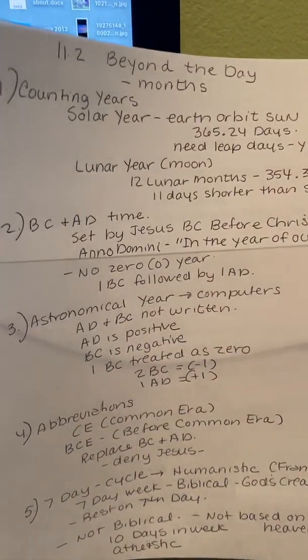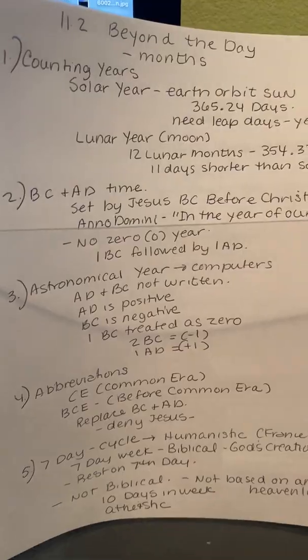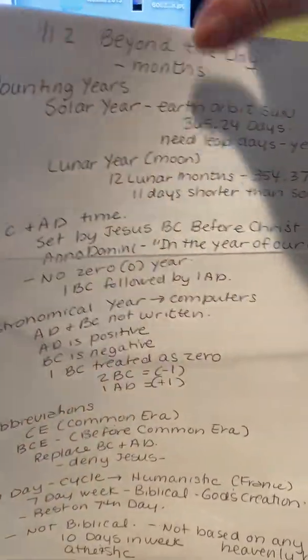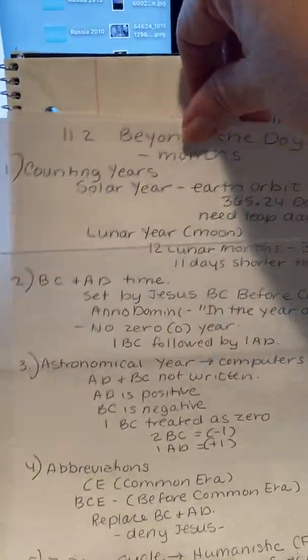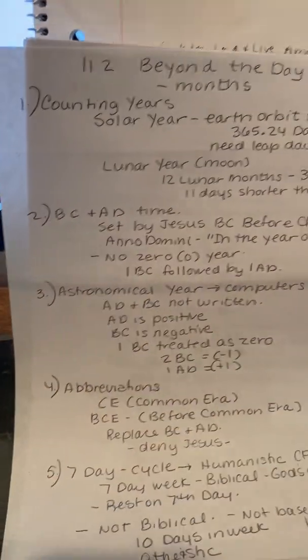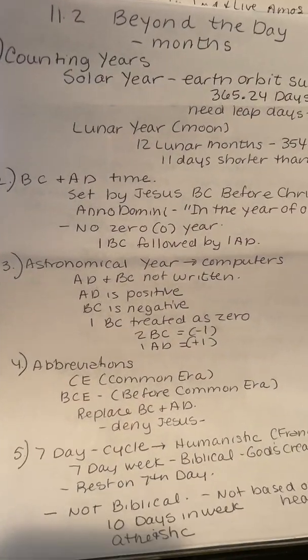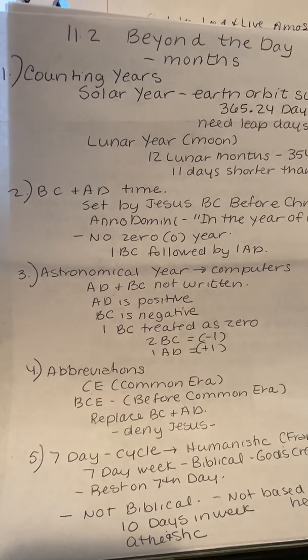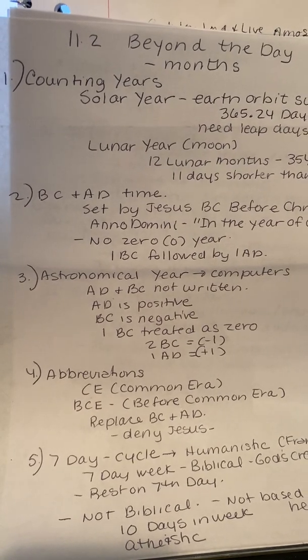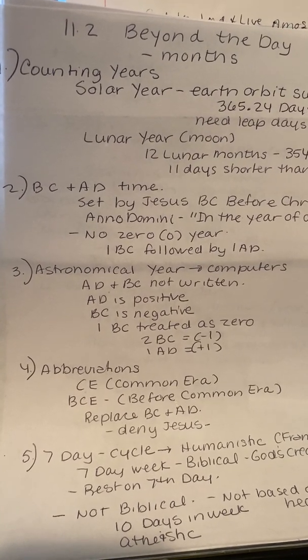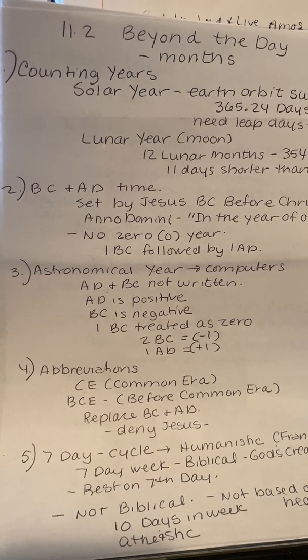I'm going to go on to my notes, talk about counting years. There we go. Counting years first. So how do we count years? There are two different ways you can count years. One is the solar year and one is the lunar year. Do you know the difference?